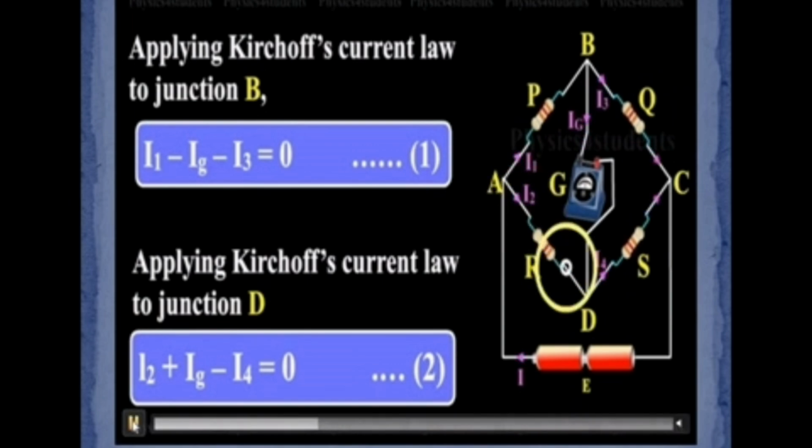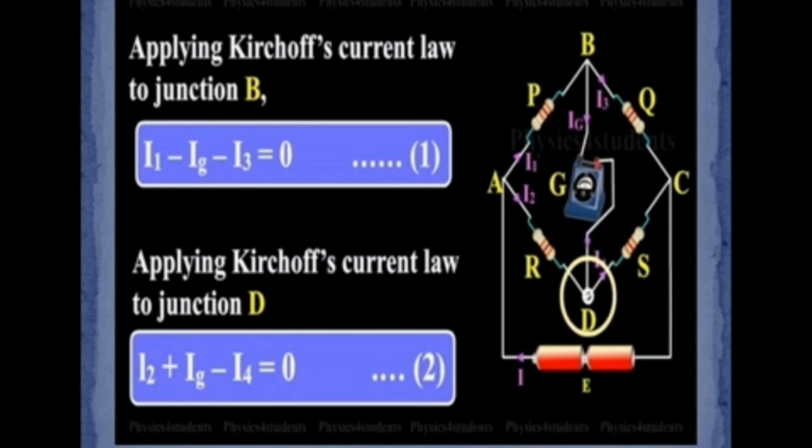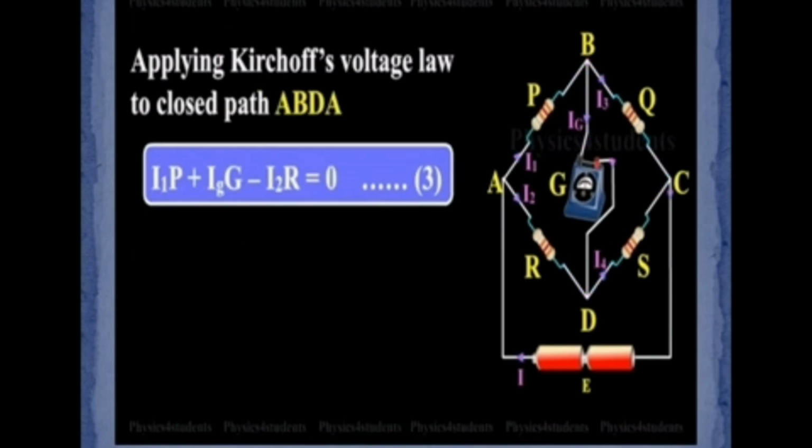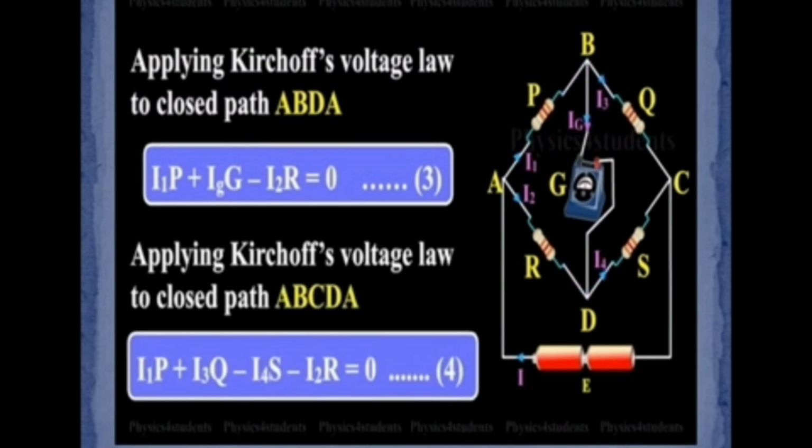So the next thing, again we are going to use the Kirchhoff second rule, that is the loop rule. We are going to consider the closed loop A, B, D, A. In that loop, we have to multiply the current and resistance: I1P, I1 is the current, P is the resistance, like that IgG, I2R, I2 is the current, R is the resistance. Like that we add all the values because it is in the clockwise direction.